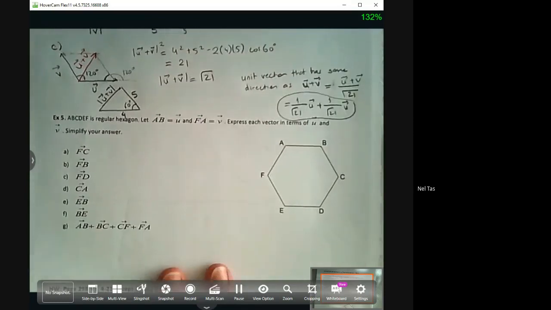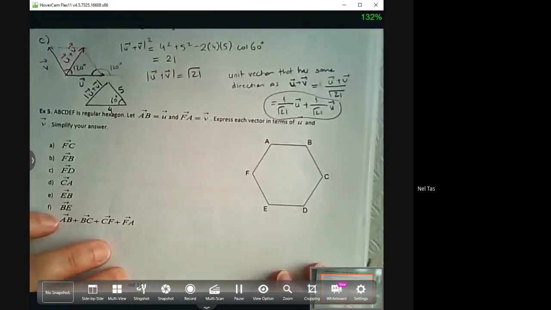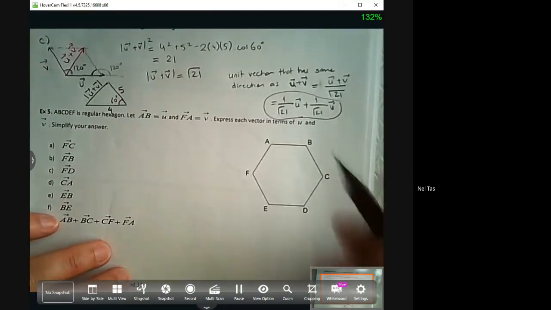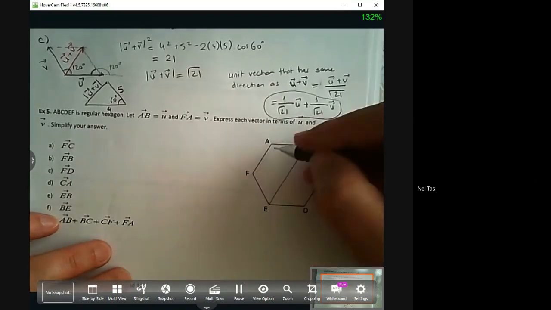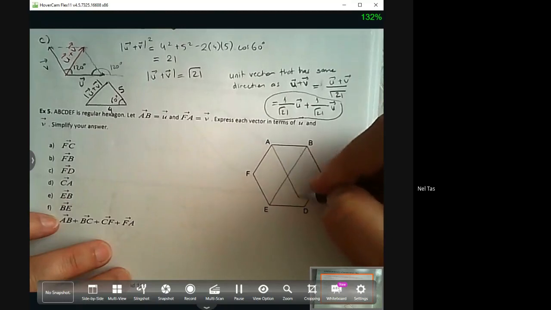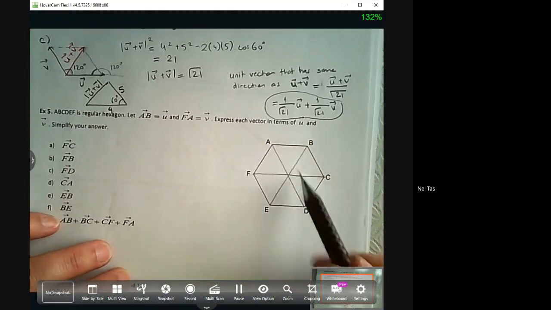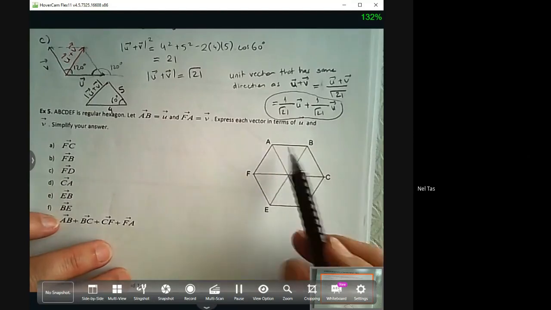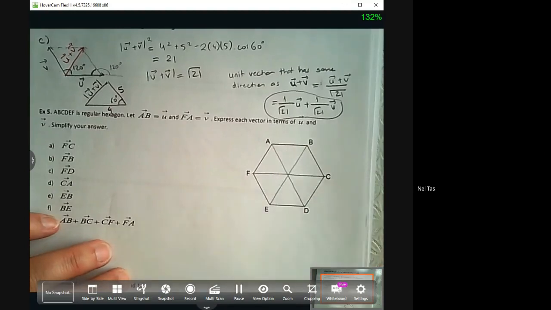Okay, so let's look at example 5. We are given A, B, C, D, E, F regular hexagon. Okay, so what is special about regular hexagon? So you see the shape here. If you draw the diagonals, you get 6 equilateral triangles. Okay, all the sides are same for all of those triangles.